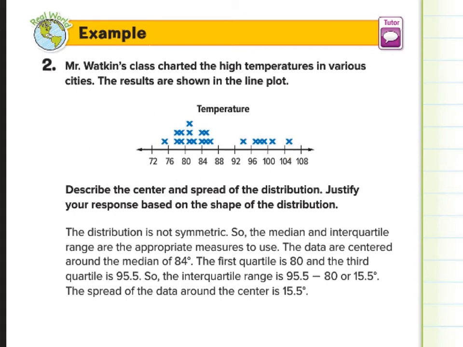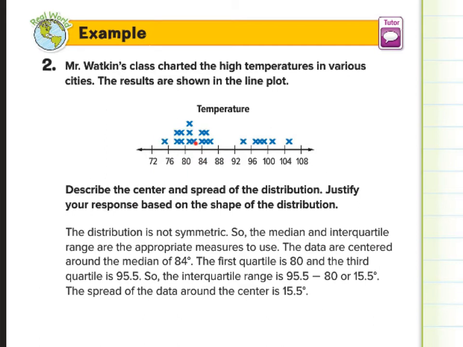Okay? We have gaps. We have a gap there. We have a cluster here with a peak. And I don't think we have any outliers, unless maybe we can consider the 105 an outlier, but even then it's not very far from this 102 or so. So I wouldn't consider that an outlier. Is it symmetric? It is not.